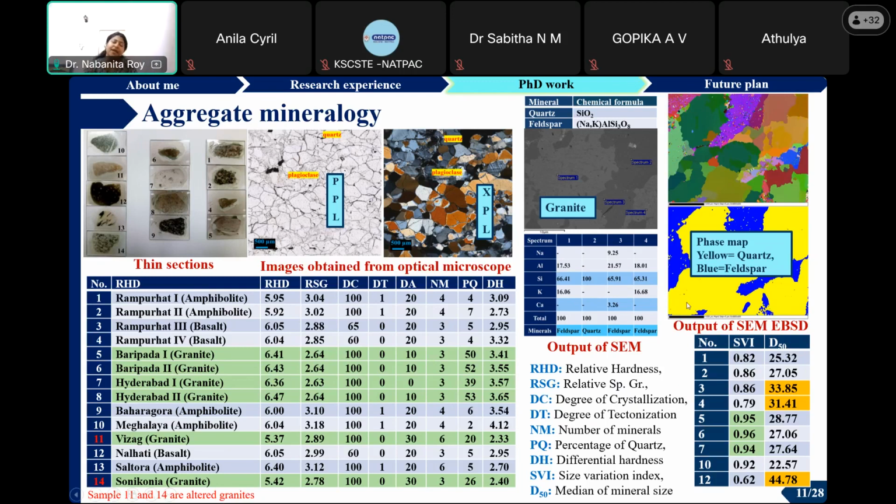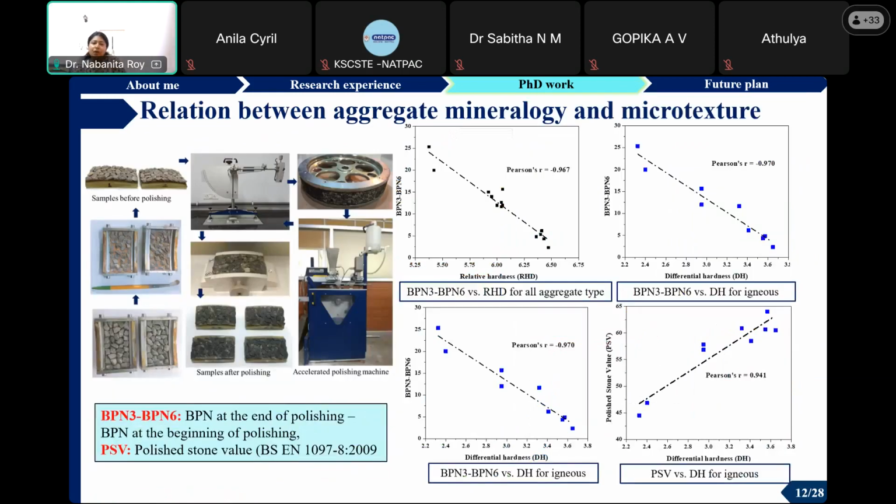For that, I have used one advanced equipment, that is EBSD, electron backscatter diffraction. From that we could see two maps. One is the orientation map, on the top rightmost corner, and below that the phase map is there. From the phase map we can confirm two major phases, and from the orientation map we get the idea of a particular mineral size. Now this is all about the mineralogical parameters.